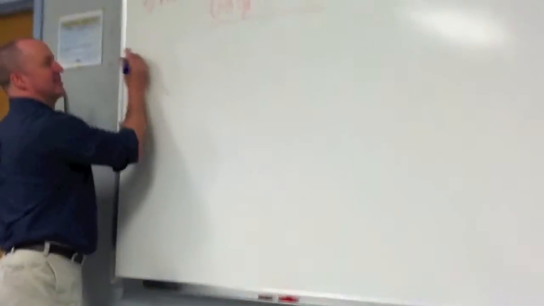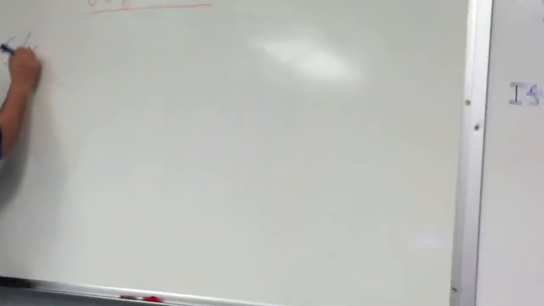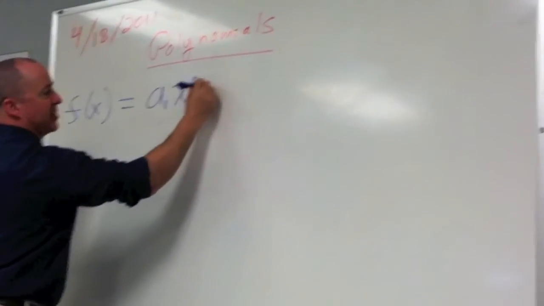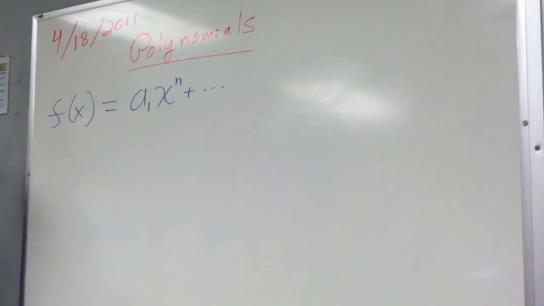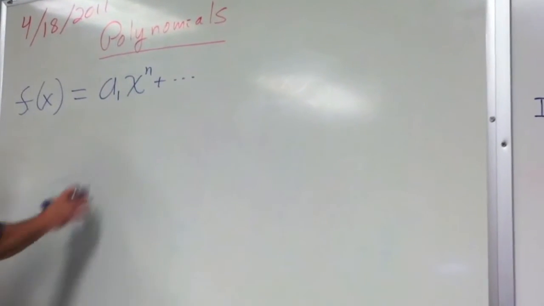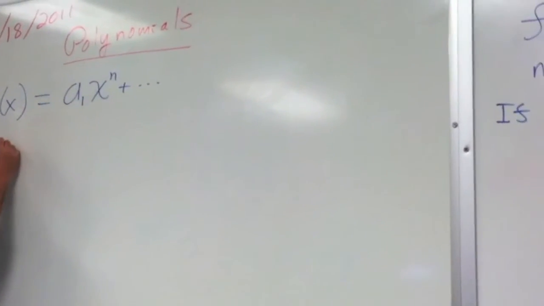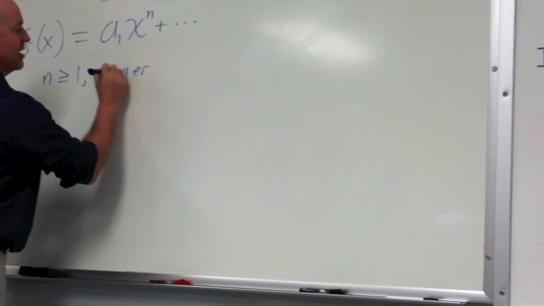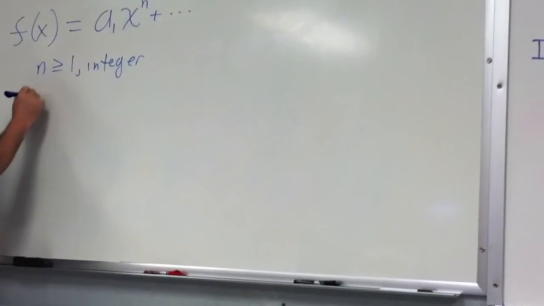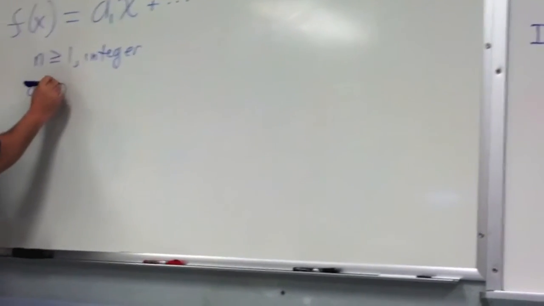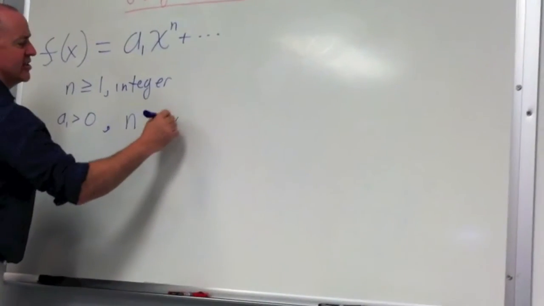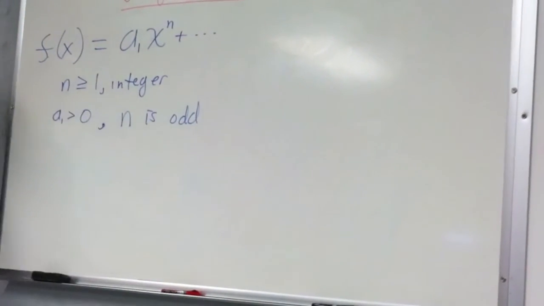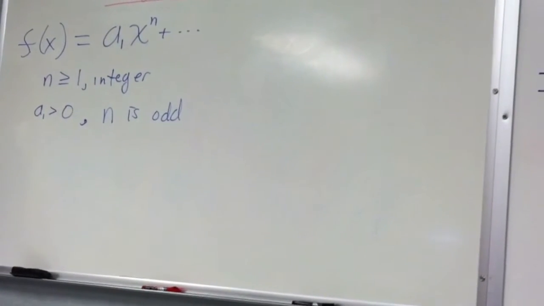Okay, same situation. It's a polynomial, so I could say p of x. It's again a sub 1 x to the n plus, I don't care for this example, all sorts of further x's and a's. In this case, n is still greater than or equal to 1 and an integer. And now, a sub 1 is greater than 0, so this number is positive, but now n is odd. N is odd. Will it go like that?